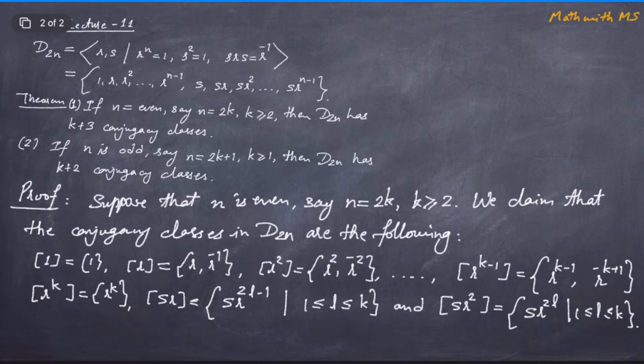So if we can show that the conjugacy classes are like this, then you can see that there are precisely k plus 3 conjugacy classes, because the powers of r give you precisely k conjugacy classes, then there is the conjugacy class of the identity element, and then the conjugacy classes of sr and sr squared. The case when n is odd will be similar, and we will leave it as an exercise for the students. So let's prove it. We split the proof into various claims. So let us write claim 1.